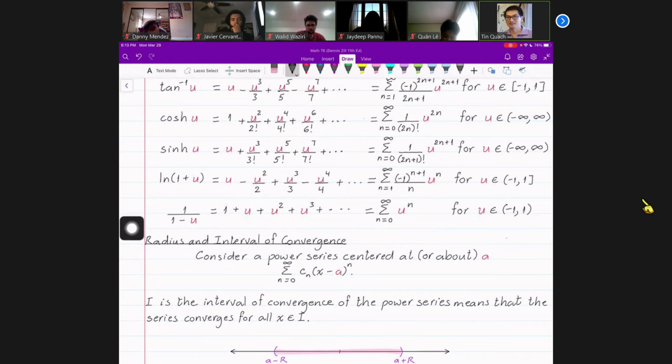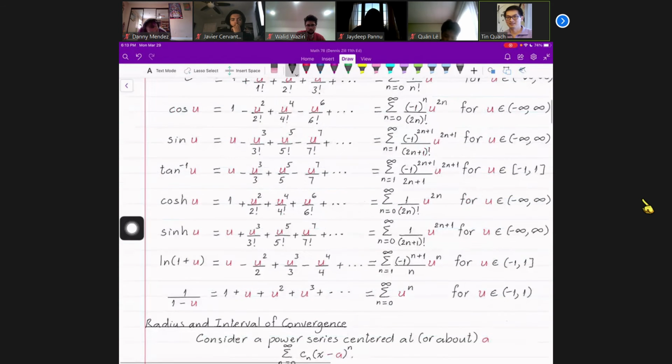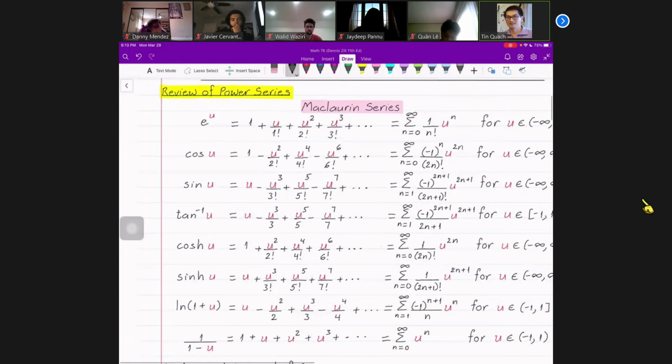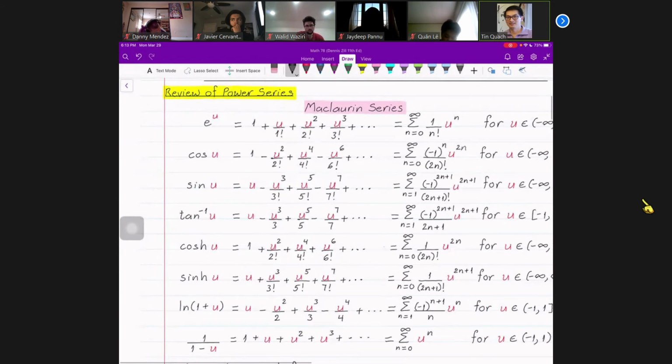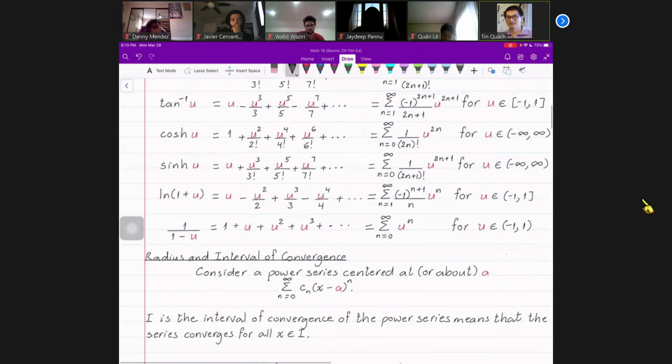All right. So that's just a quick review of a list of common Maclaurin series that you're going to run into or encounter in this chapter. Now let's review radius and interval of convergence.